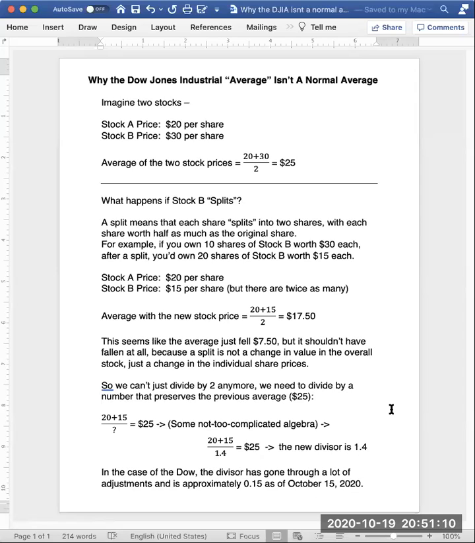Basically, this is what has happened, but it's happened a lot and it's happened over many years. And so they've ended up with their divisor being approximately 0.15 as of October 15th, 2020. And so that's the divisor we use now. And that's where the valuation comes from.